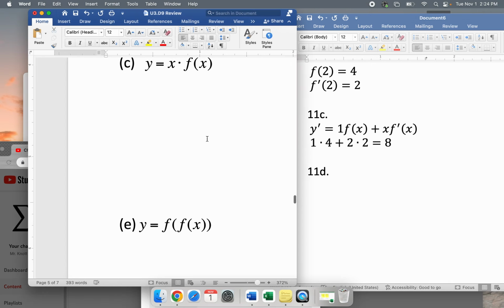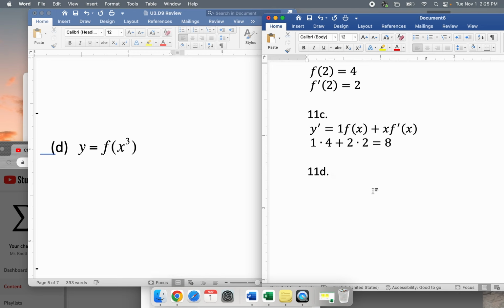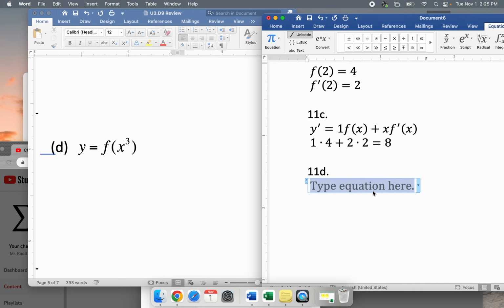11d is we've got y equals f of x to the third. So the derivative, you're definitely going to need to use the chain rule. The outside function is f of blank, so the derivative of the outside function is f prime of blank. x to the third goes there, times the derivative of the inside function, which is 3x squared. Yeah, and then plug in 2, and you'll have your answer, right?